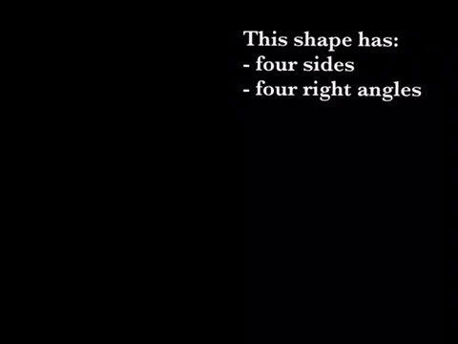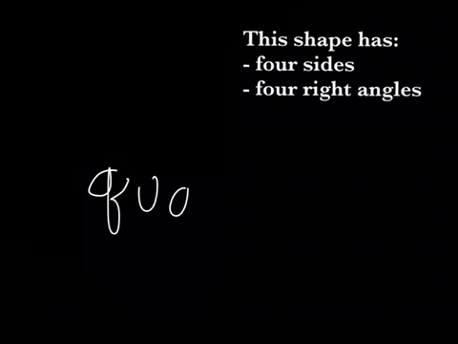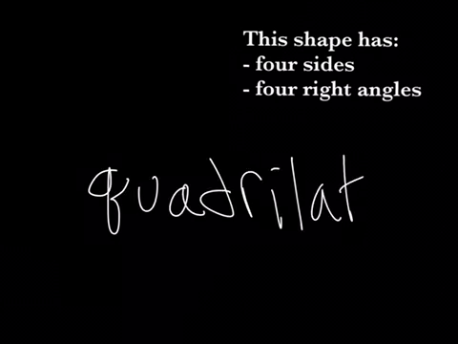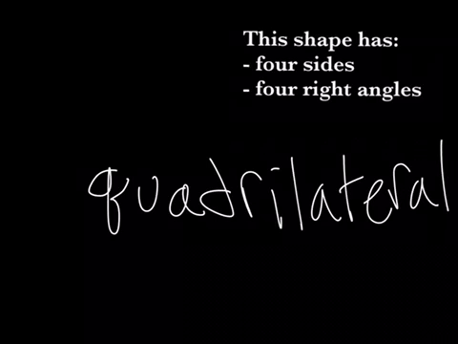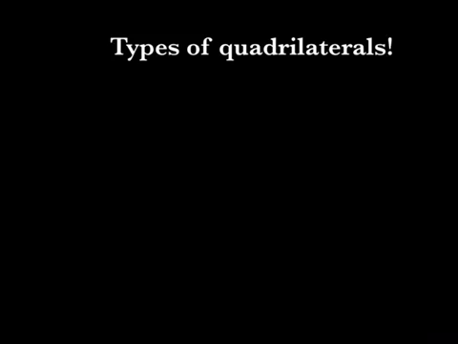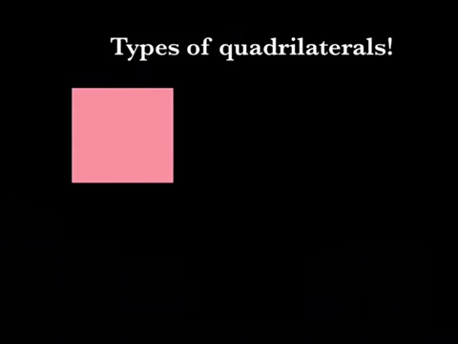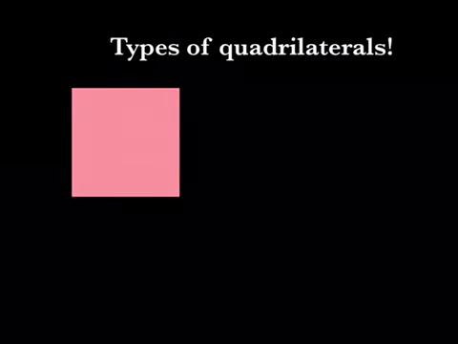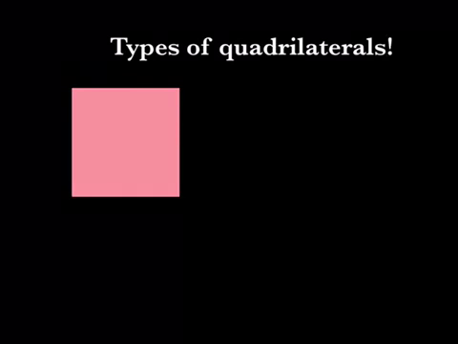The next shape we're going to learn about has 4 sides and 4 right angles. Do you know what it is? It is called a quadrilateral. There are 2 main types of quadrilaterals. The first type of quadrilateral looks like this. It has 4 equal sides and 4 right angles.